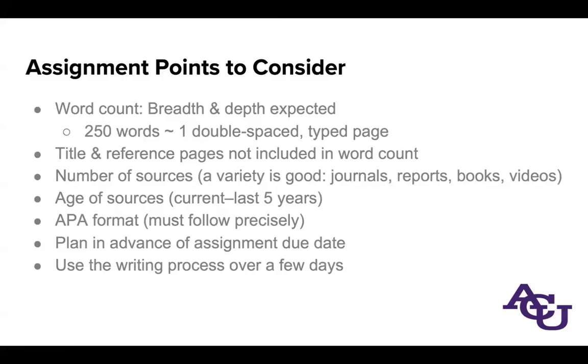If it says you need to find additional resources, that means you need to have resources outside of what they gave you in the course readings. If you're looking up new sources, it's good to have current sources, which usually means in the last 5 years. If it says that you need to have academic sources, that can mean journal articles, books, other things through our ACU online library. We have a lot of good things that you can access through there. APA format, we need to make sure we follow it precisely if it asks you to use APA format.